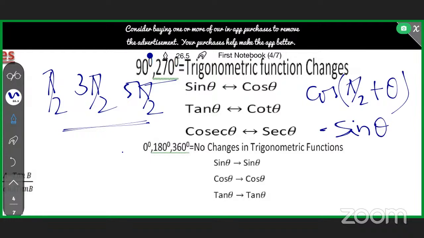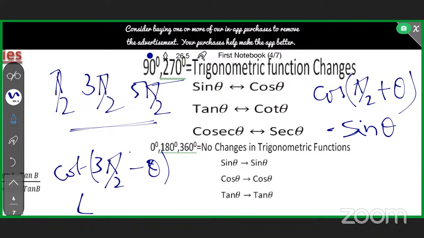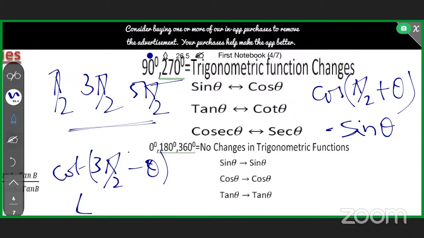Let me take one more example. Cot of 3 pi by 2 minus theta. So 3 pi by 2 is there, so it is an odd multiple of pi by 2 here. What happens? I have to interchange cot to tan. Therefore, my trigonometric function becomes tan.